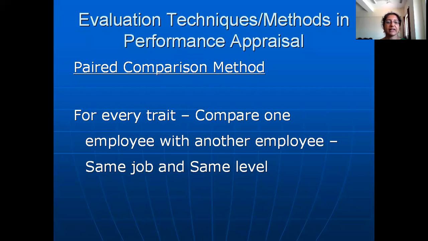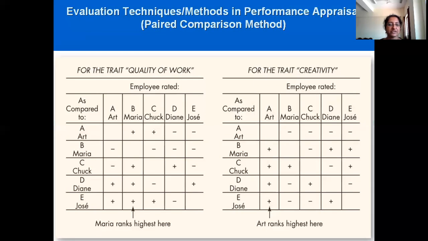Have a look at the third technique here. You have something called as a paired comparison method. In a paired comparison method, for every trait, you are comparing one employee with another employee who is also doing the same job, is also in the same level. So you have to make a list of all possible pairs of employees while you're trying to do the rating. So this is one example of how paired comparison is done.